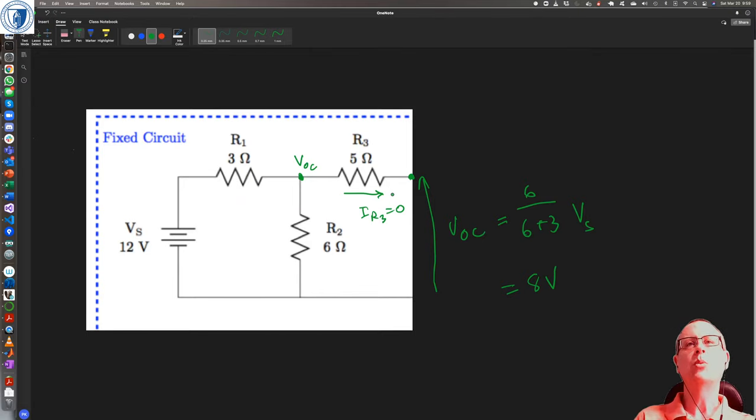I took the load resistance away, the one that was on the right, and I looked at the open circuit voltage. Because it's an open circuit on the right-hand side of R3, I can just say that there's no current flowing through R3, so there's no voltage drop across R3. So VOC at the outputs is the same as the voltage across R2, and the voltage across R2 is just given by the standard voltage divider equations, because R3 doesn't matter. So it's only R1 and R2 that determine what the voltage is.